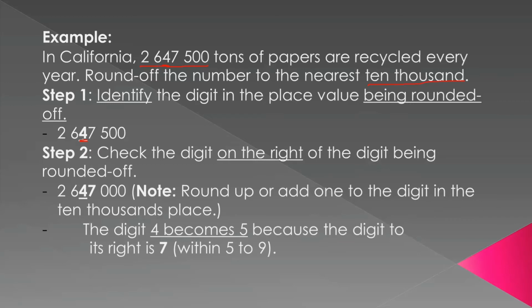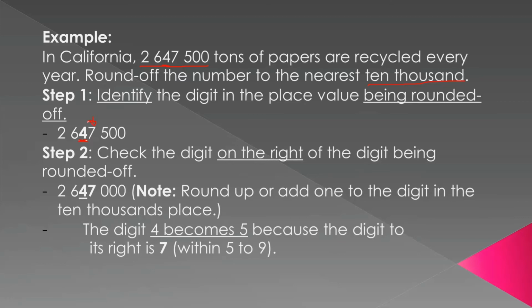After identifying, let's proceed to step 2. Check the digit on the right of the digit being rounded off. Ito yung i-round off natin. I-check natin yung digit na nasa right niya. Yung nasa right niya ay etong 7. So we have the situation. If yung digit na nasa right is greater than or equal to 5, which is 5, 6, 7, 8, and 9, then we are going to round up.